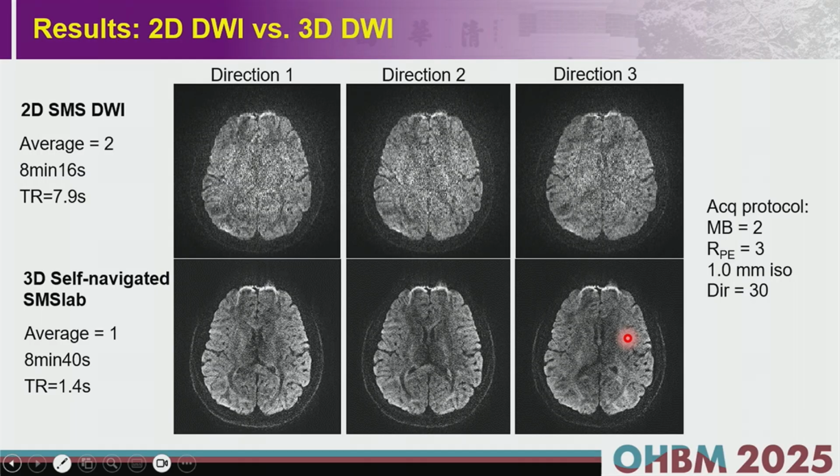We also compared 2D DWI with 3D DWI. Basically, the acquisition time is very close. Resolution is 1 millimeter isotropic. So from the comparison, we can say 3D shows much higher SNR, of course, right? Because we excite big volumes.